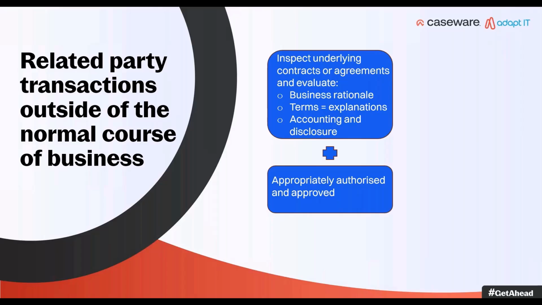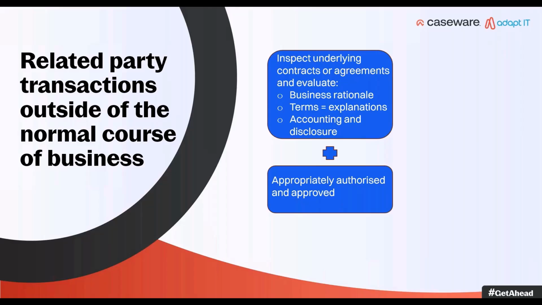Look at the terms, look at the explanations for those terms. Why are these terms so much more beneficial? Things like that. Just make sure that it is not indicating that fraud is being committed, that the transaction is recorded in a manner, or disclosed in the financial statements in a manner, that is not true to the way that it was done. Is the accounting and the disclosure done appropriately?